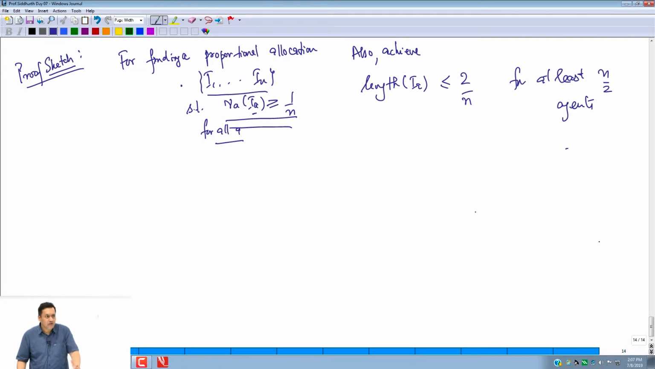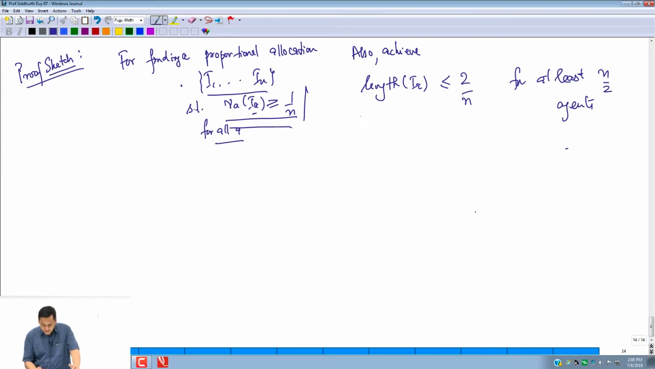So again, individually, if I fix an agent and I ask you for an interval that achieves value 1 over n, it's a very simple task. Once I fix the agent, you can just tell me, okay, look at the whole cake. Obviously, that's one interval that achieves a value of 1 over n.